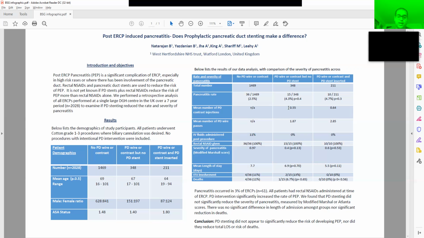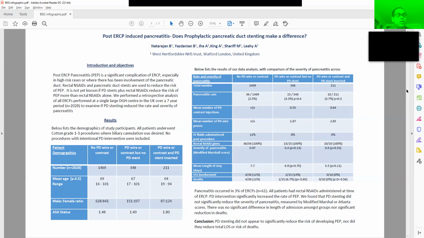All patients underwent rectal NSAIDs during their procedure. We note that the severity score, as per the Modified Marshall and Atlanta criteria, was not significantly different in the PD stent group versus the non-stented group. There was no statistically significant difference in the length of stay amongst these groups, nor was there any statistically significant difference in ITU involvement or the number of deaths, although the number of deaths in the PD stent group does almost approach statistically significant values compared to the non-death group.